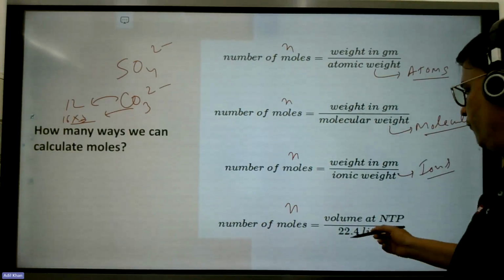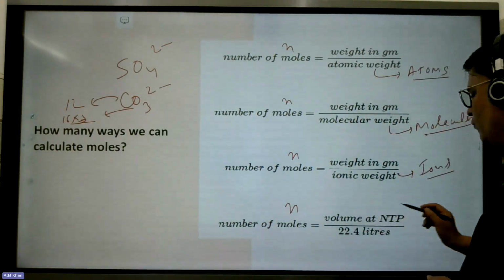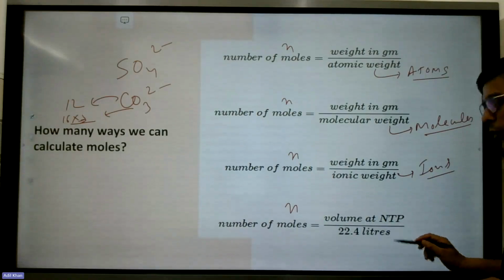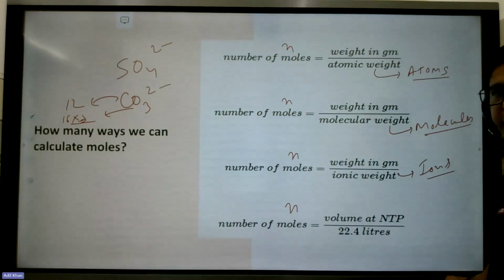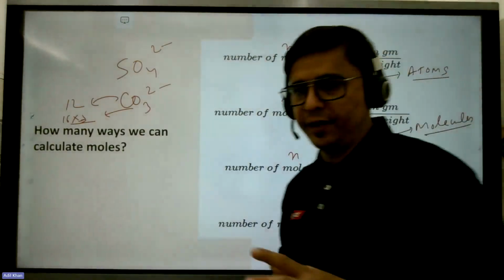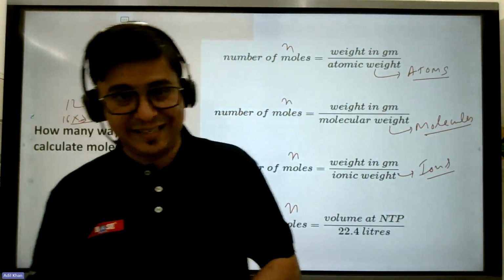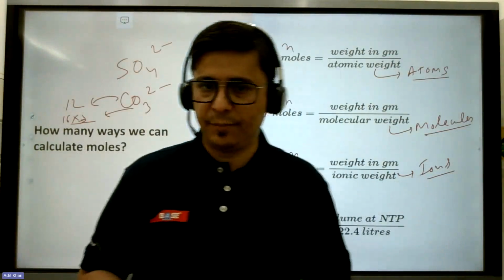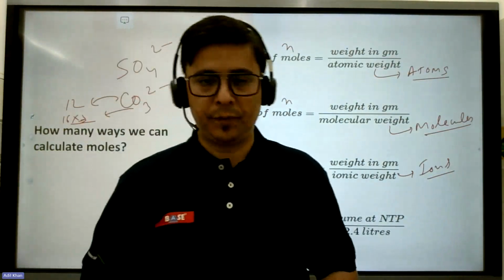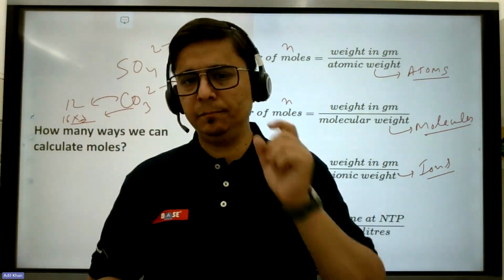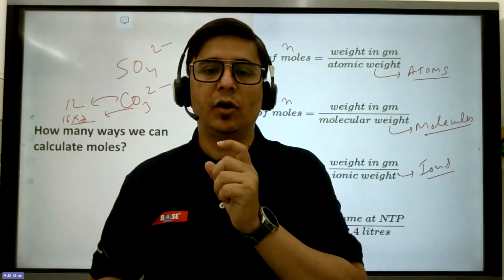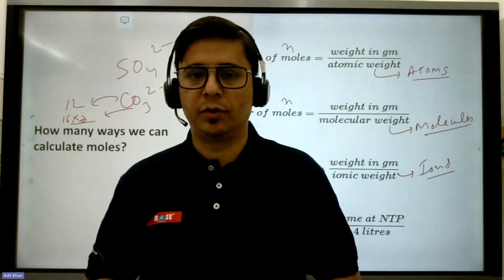Number of moles in the gaseous state. So basically volume at NTP and 22.4 liters. NTP stands for normal temperature and pressure. There are 2 types of situation. One is known as STP, standard temperature and pressure, and one is called NTP. So in these 2, pressure, volume, and temperature are important.